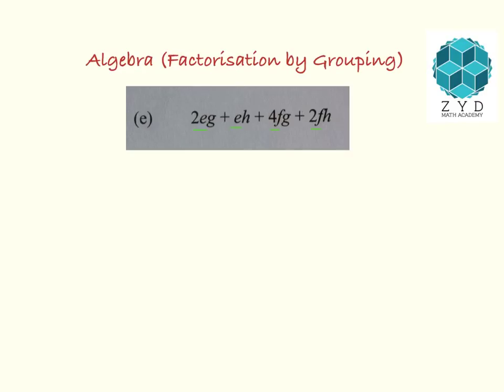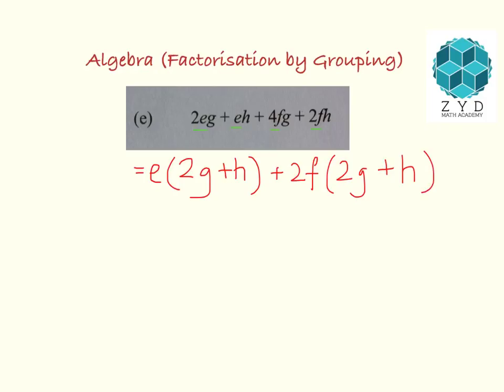For the first two terms, my common factor is E, so I have an E here, and inside my brackets will be 2G plus H. Okay, so I close my bracket. For the next two terms, my common factor is F, and I forgot to say there's a common 2 there, so it will be plus 2F, and inside the bracket will be 2G plus H, and we close the bracket.